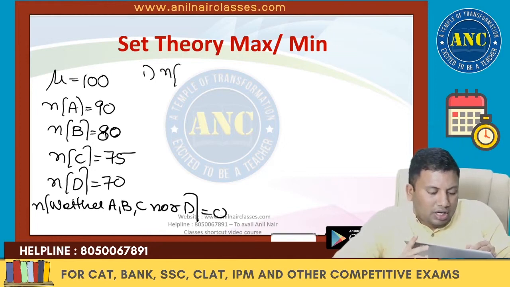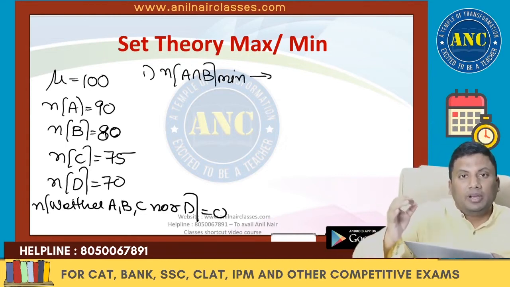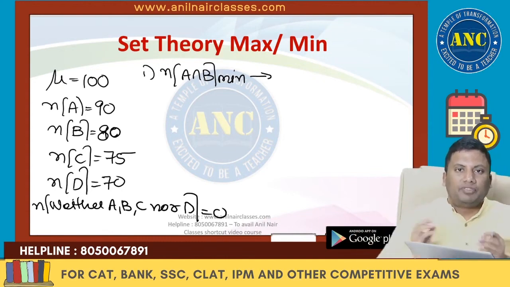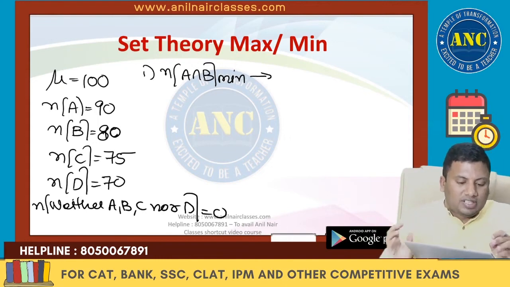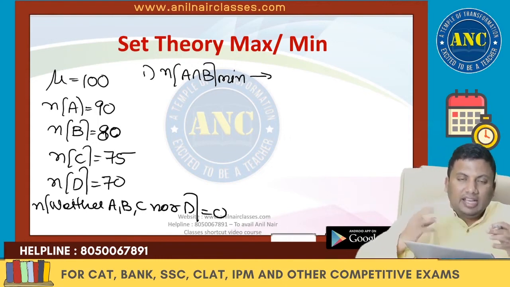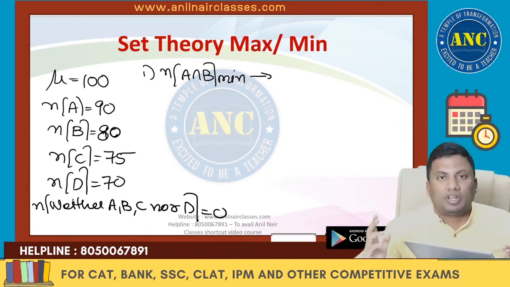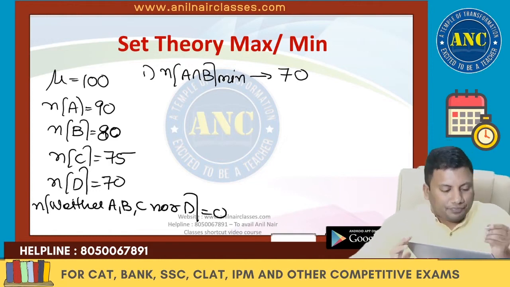First question, N of A intersection B minimum. Intersection minimum means union is maximum. That means sets should be disjoint. Make the values separate. 90, 80. If I separate, 170. 170 is how much more than 100? 70. First one answer is 70.